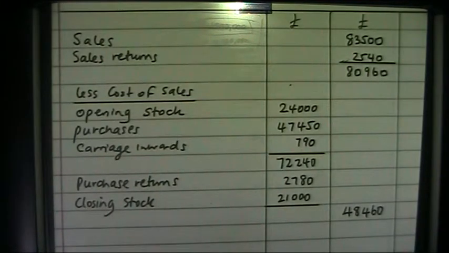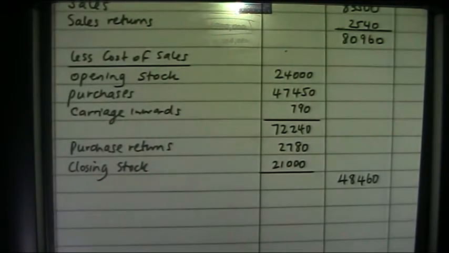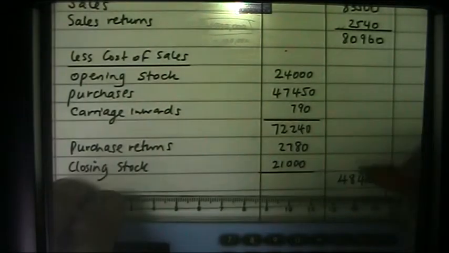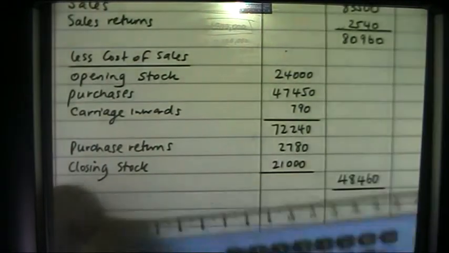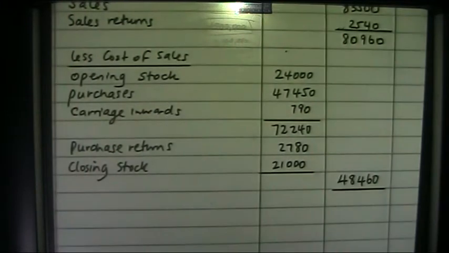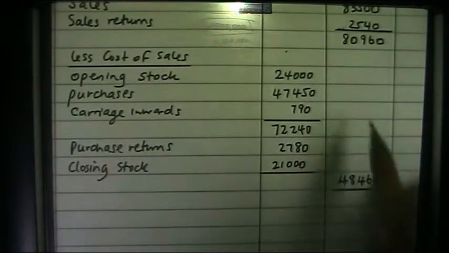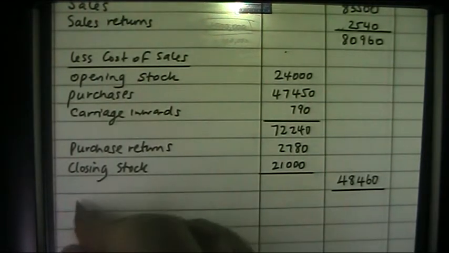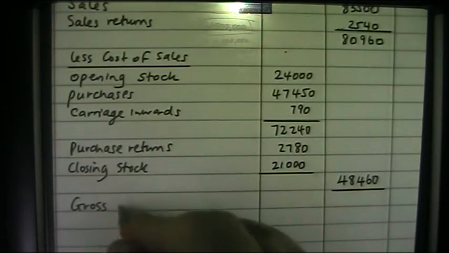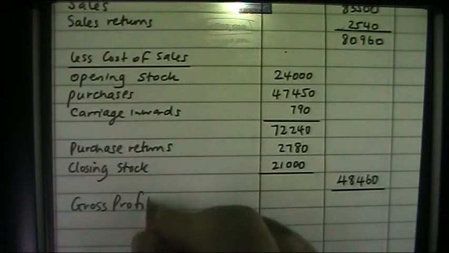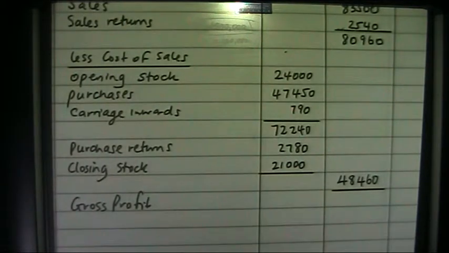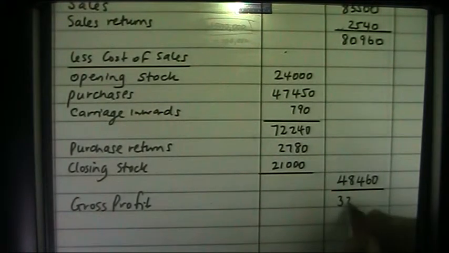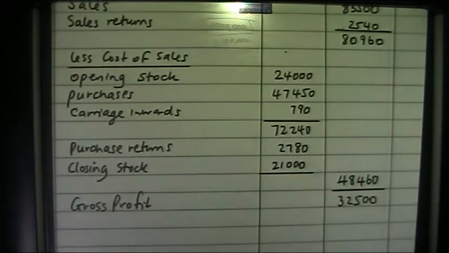Okay, there we go. Alright, so now we're getting somewhere. Now what I can do is I'm going to use that as a total again, and I can now work out what my gross profit is. My gross profit is going to be my sales less my cost of sales, and I'm going to get a gross profit, which is a positive number, and it is on the calculator 32,500. Okay, that's our first significant figure, our gross profit.